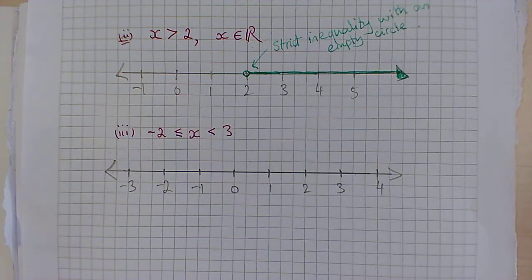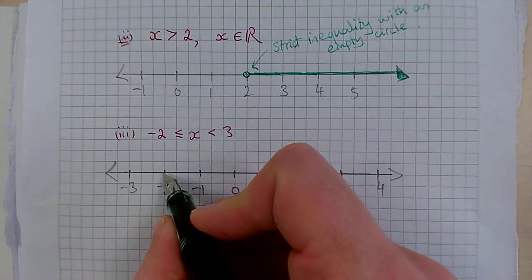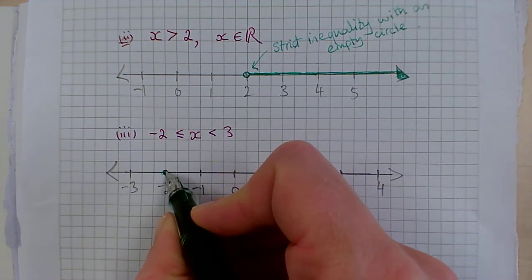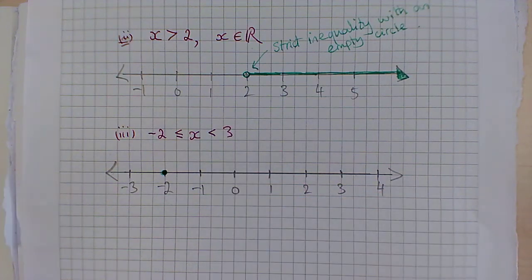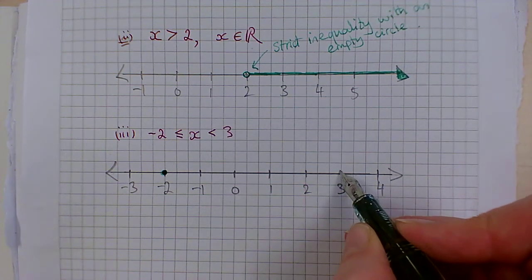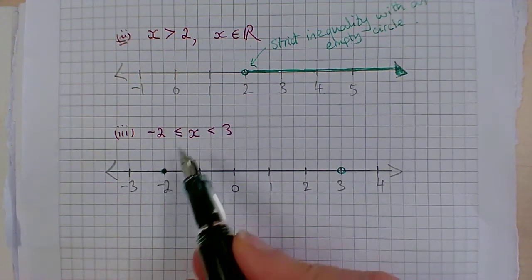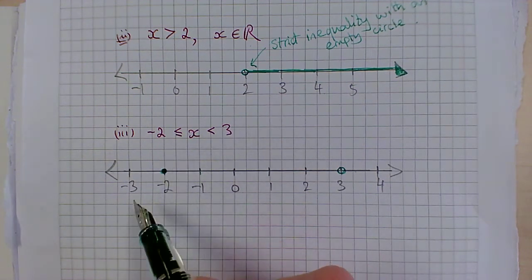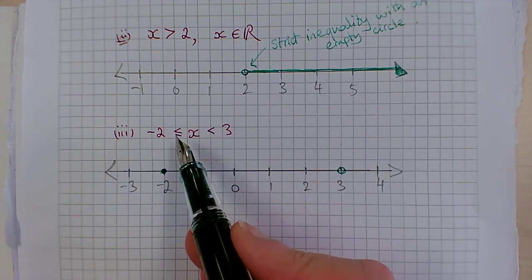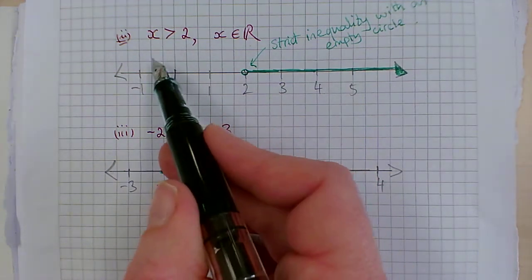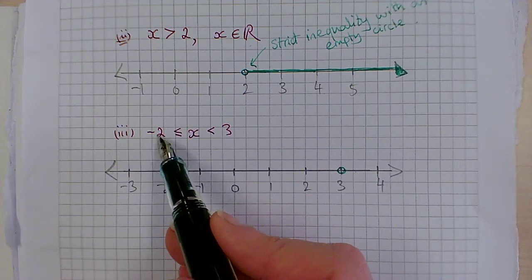What do I do here? I find my two numbers. So -2, I found it, and x can be equal to it, so I'll do a coloured in dot on it. +3, I find it, but x can never actually be equal to it, so I put an empty dot on that. And then my arrows tell me, well, the arrows kind of look a little bit different to what we're used to when we write x first. So this says that x is bigger than -2.